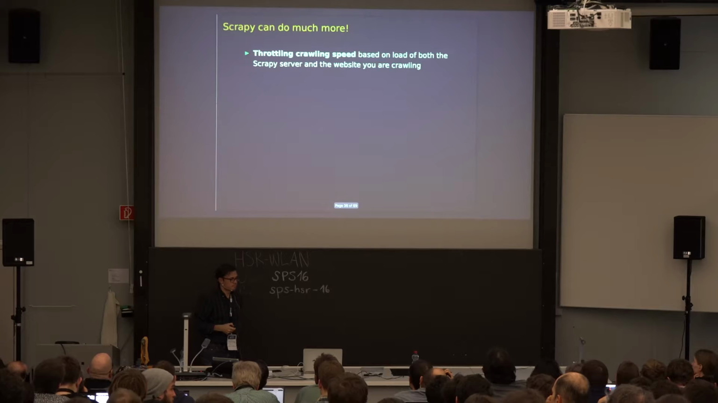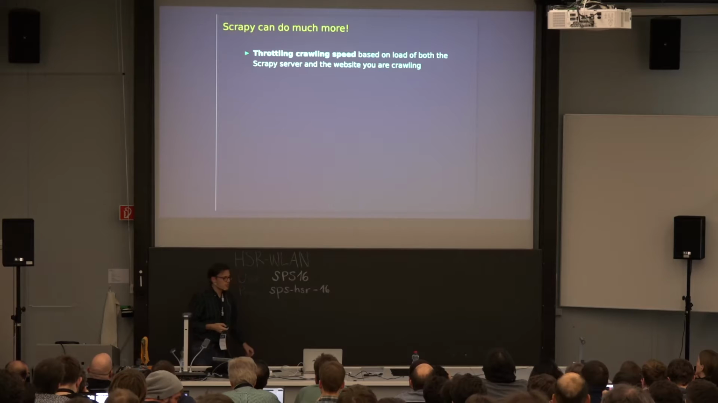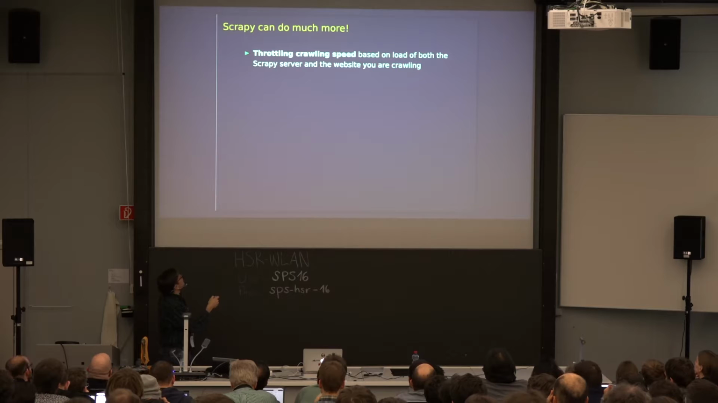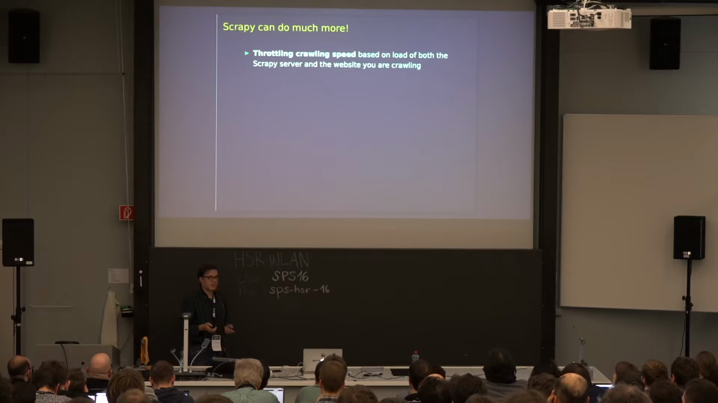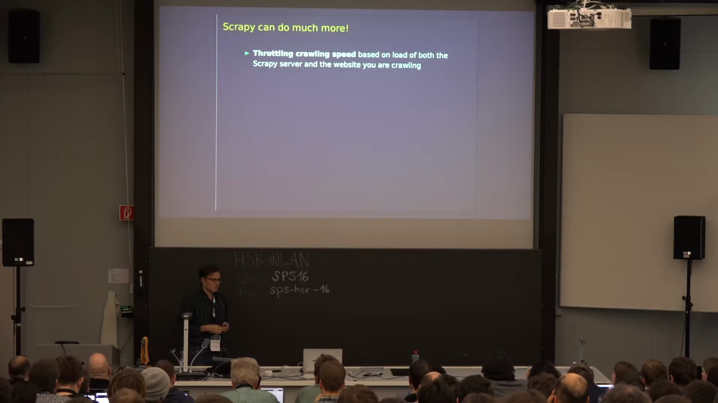So I barely scratched the surface of Scrapy. It can do much more. It can throttle the crawling speeds. You can define how many parallel requests should be executed. You can define a waiting time between the requests so that you don't get banned by the big sites. So Google and Facebook will surely notice and ban you otherwise.